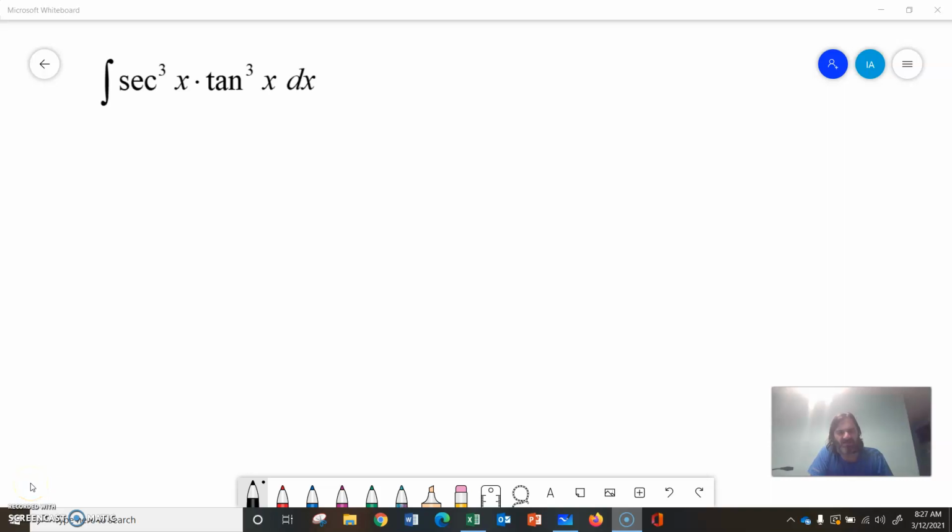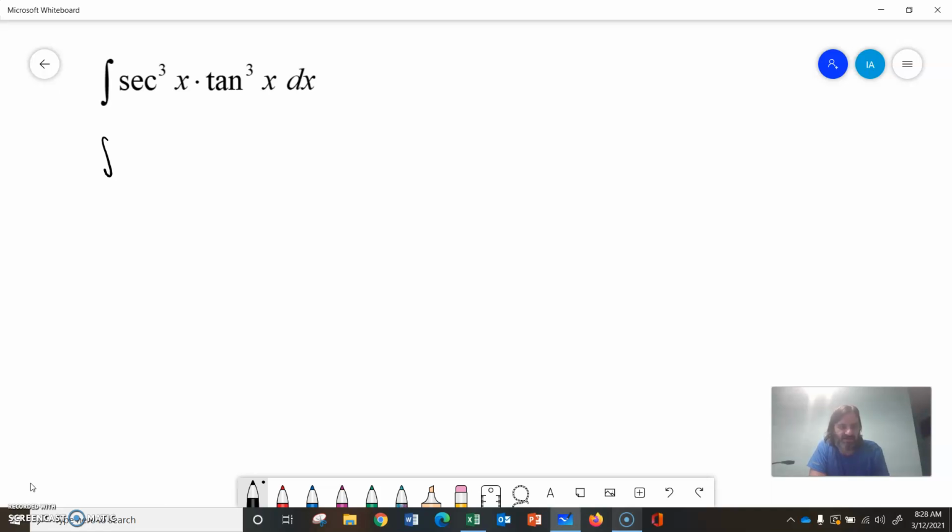Okay, here we're going to integrate secant cubed times tangent cubed. So we're trying to worry about powers of trig functions and how they interact and integrate. I think there may be quite a few different ways this one could be approached. I'm looking at it and I think one thing right now though.